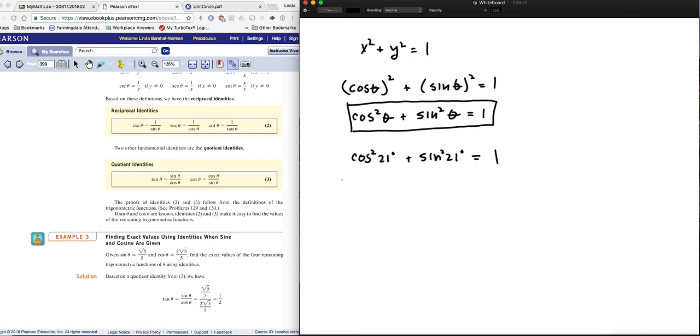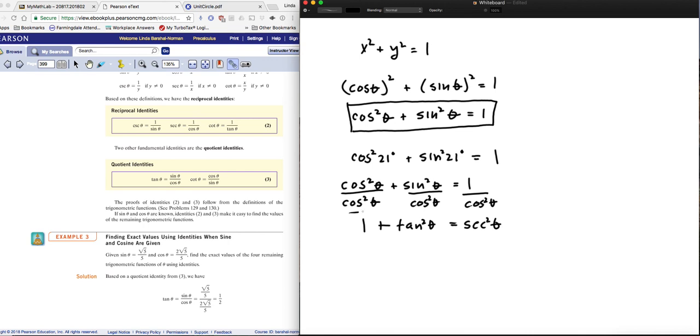And here's how you do this. You start with the basic Pythagorean identity. Now let's say I need the version that involves tangent. So tangent is sine over cosine, so I'm going to divide everything in this equation by cosine squared theta. What do I have here? I have 1 plus tangent squared theta equals secant squared theta. Here is a second form of the Pythagorean identity.